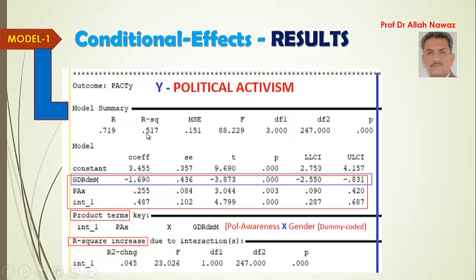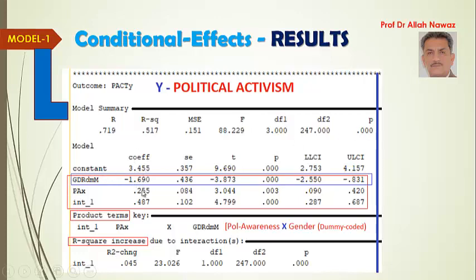R square is 0.517, so 52% of the change in the Y variable is coming from these three variables. This result is significant because the p value is 0.000, which is far less than the required 0.05.